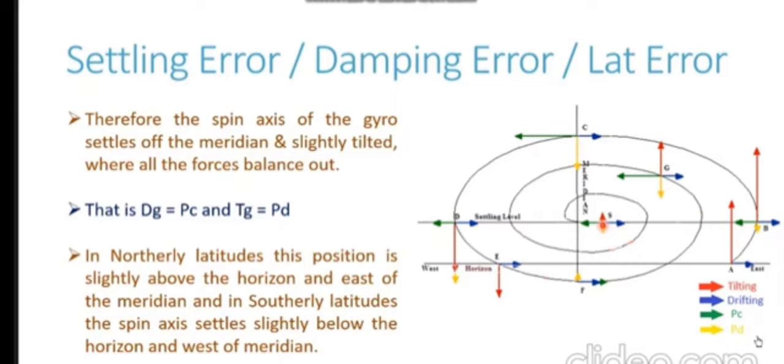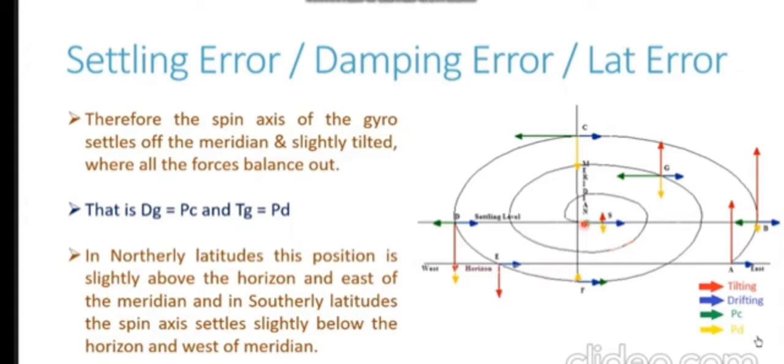Pay attention to the laser pointer. I'll explain it to you here. The blue color vector showing the drifting, the green color vector showing control precession, which is equal and opposite to drifting and is counteracting it.